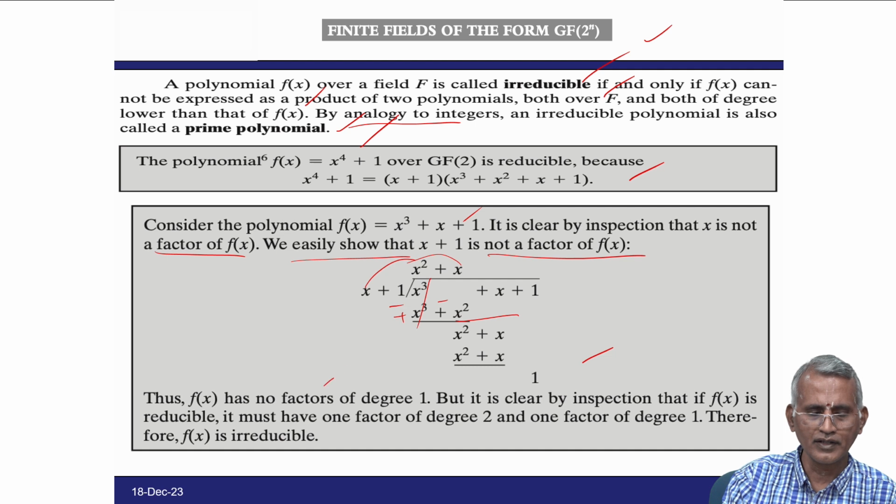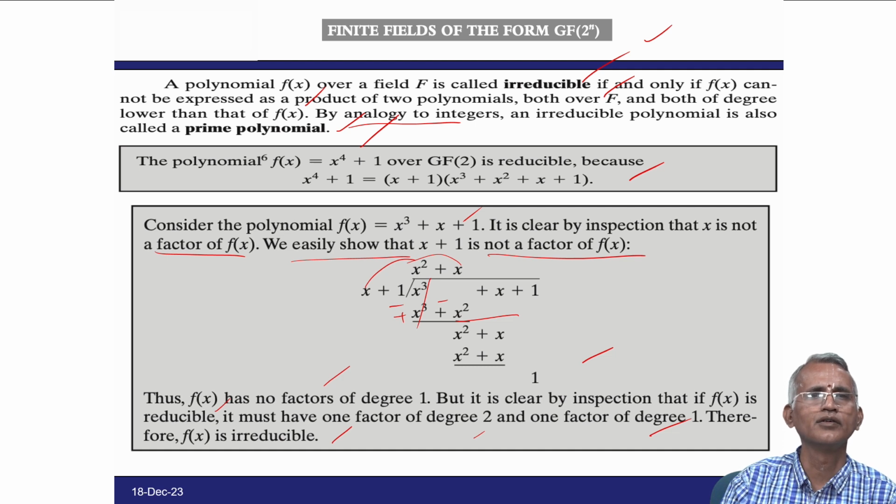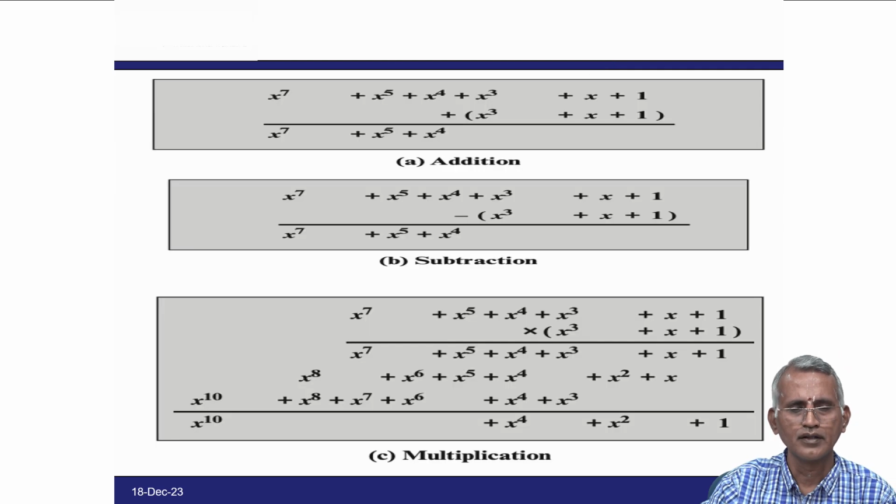Therefore, f of x has no factors of degree 1, but it is clear by inspection that f of x is reducible. It must have one factor of degree 2 and one factor of degree 1, therefore f of x is irreducible. So, this way we can say that the polynomial is reducible or irreducible, like that.